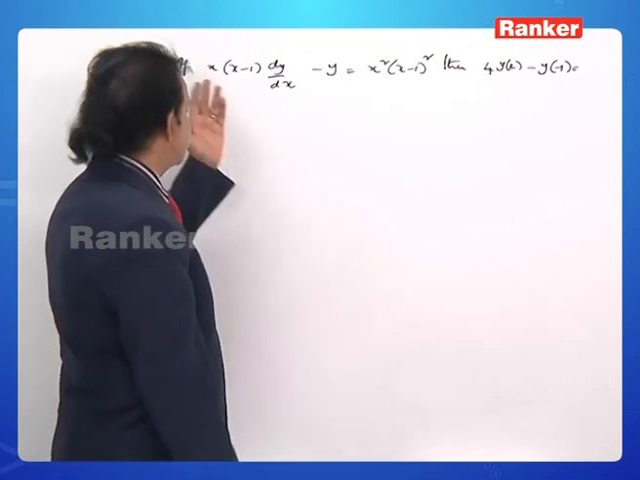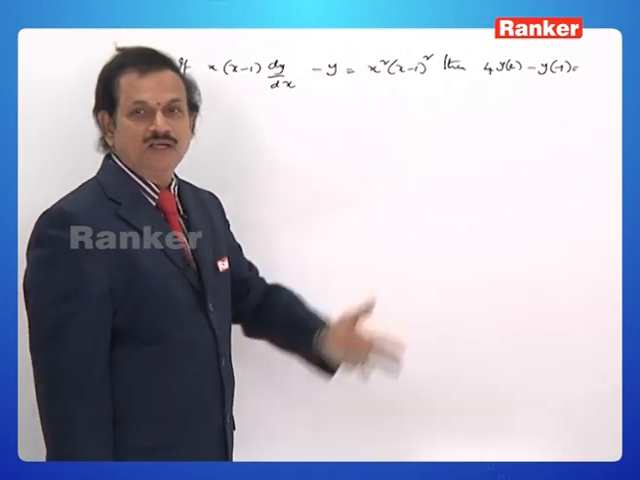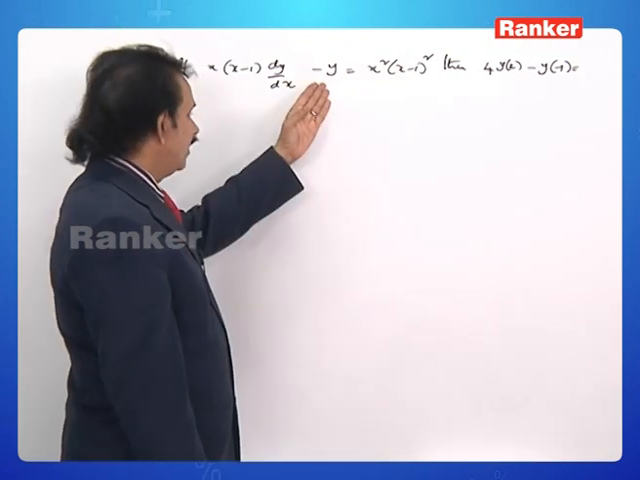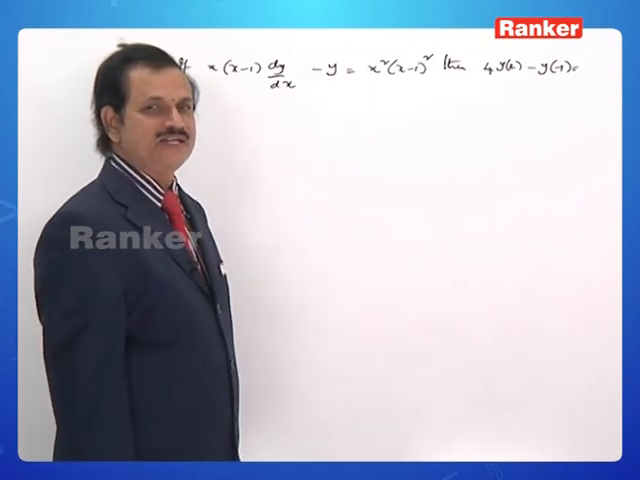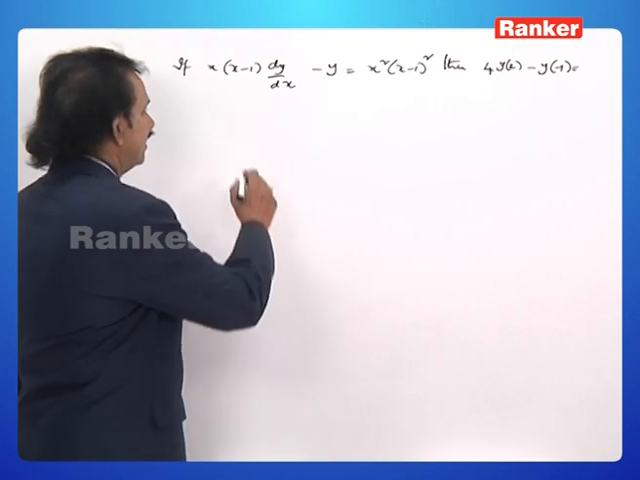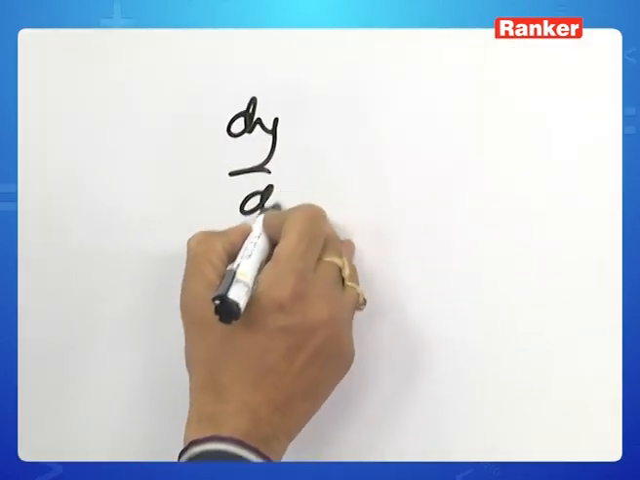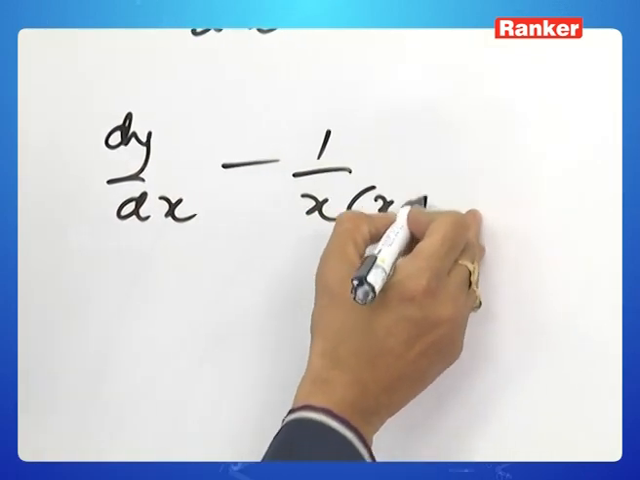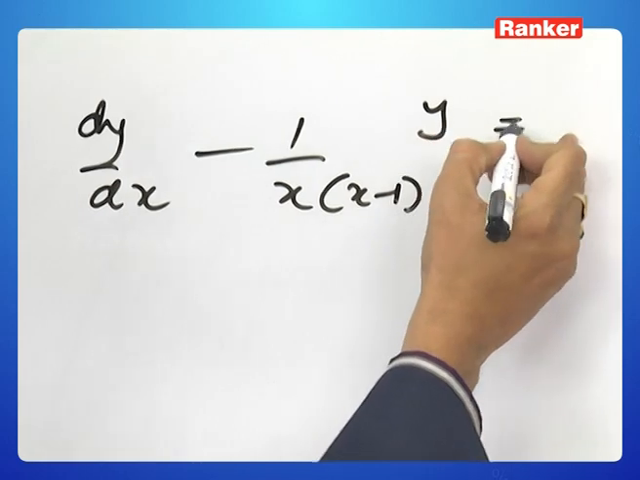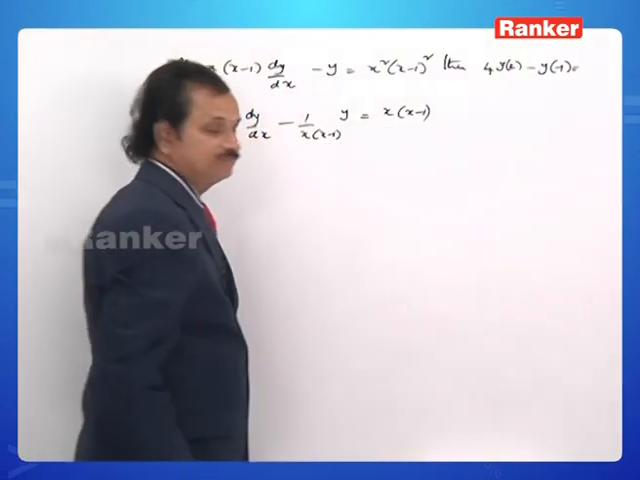y. Why? Because x is not linear. x square into x square, x power 4 can be seen here, but y lies at only one place with first degree, hence it is surely linear in y. From this we have dy/dx − 1/(x(x−1)) y = x(x−1).